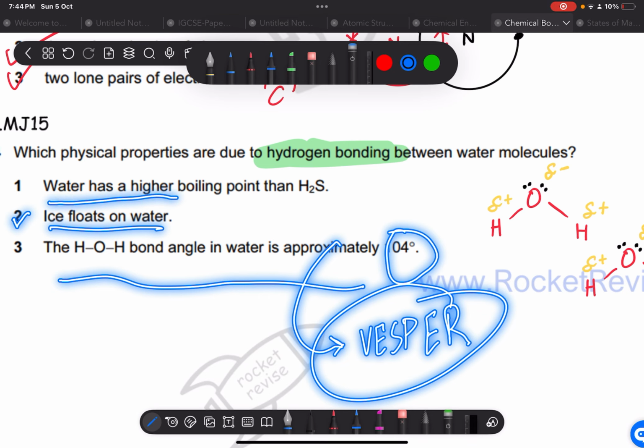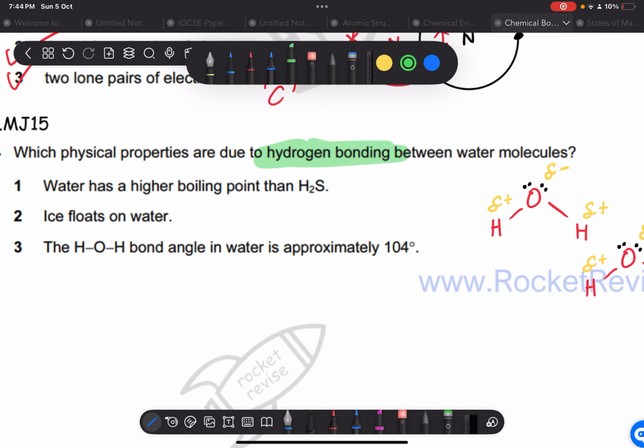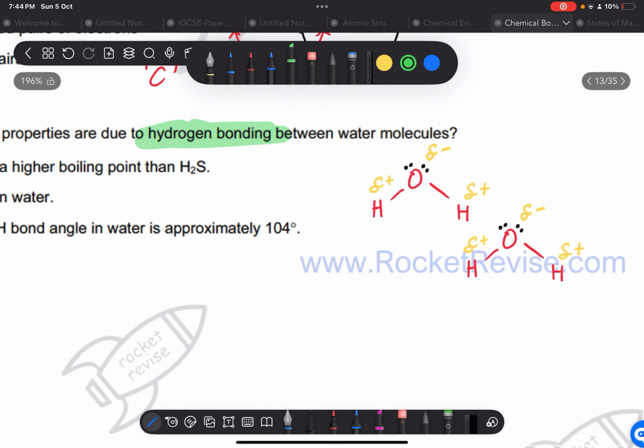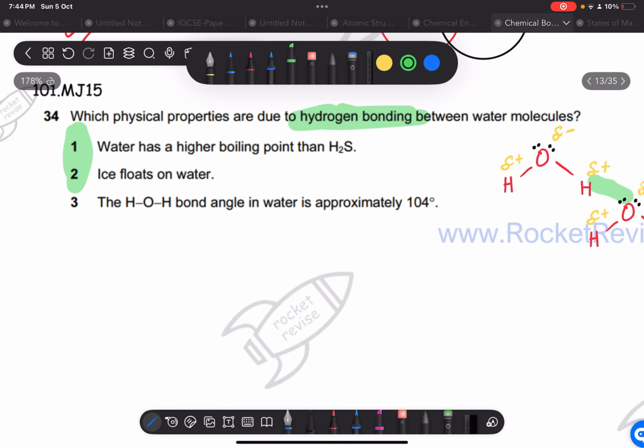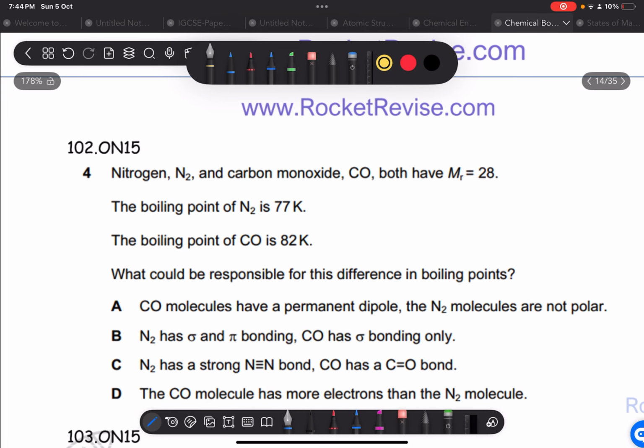What about a higher boiling point than H2S? Yeah, that's also because of hydrogen bonding. This bonding basically increases the melting point of water because there is a force of attraction over here, which increases the intermolecular forces. So it's going to be option B, which is 1 and 2.